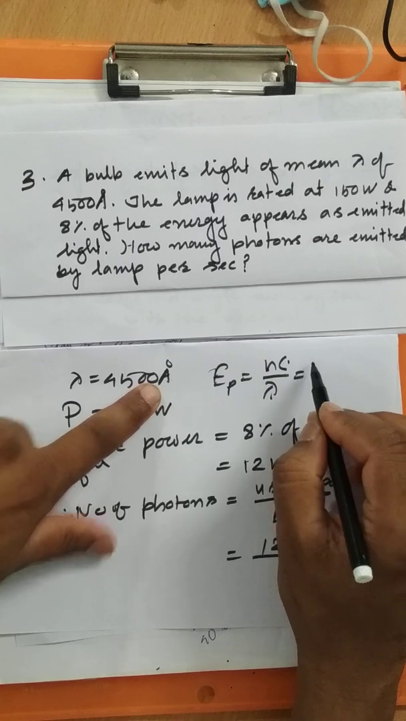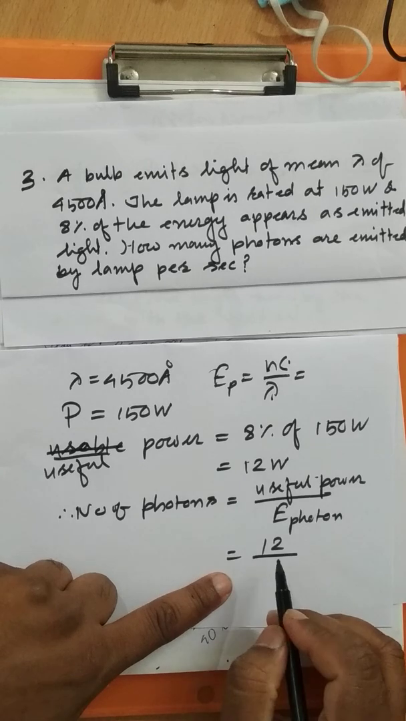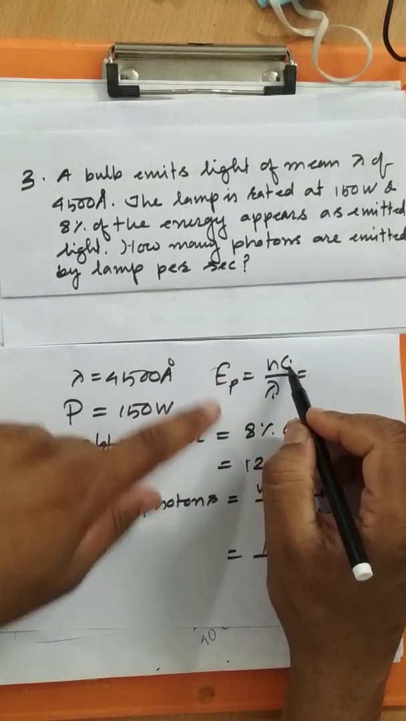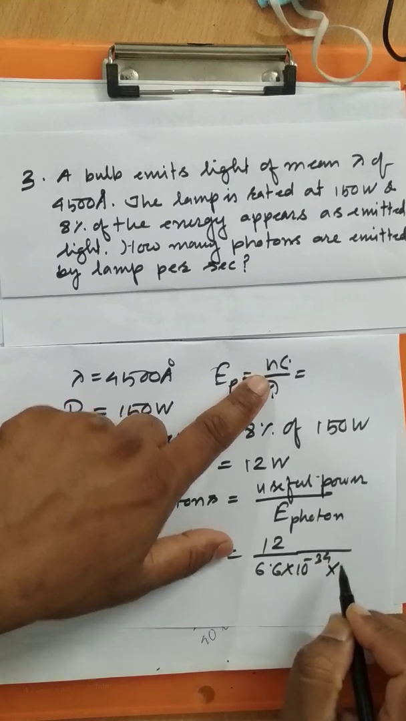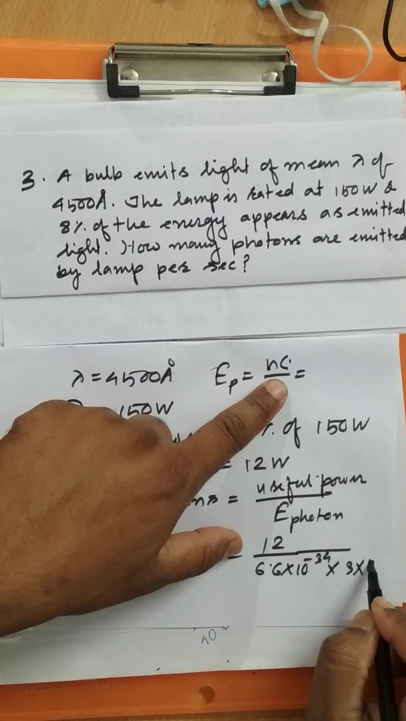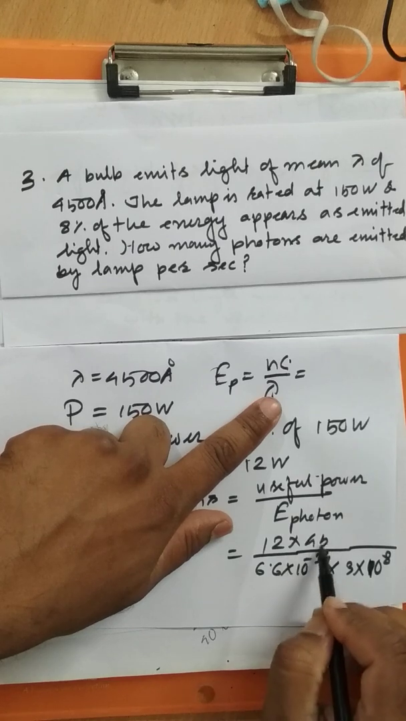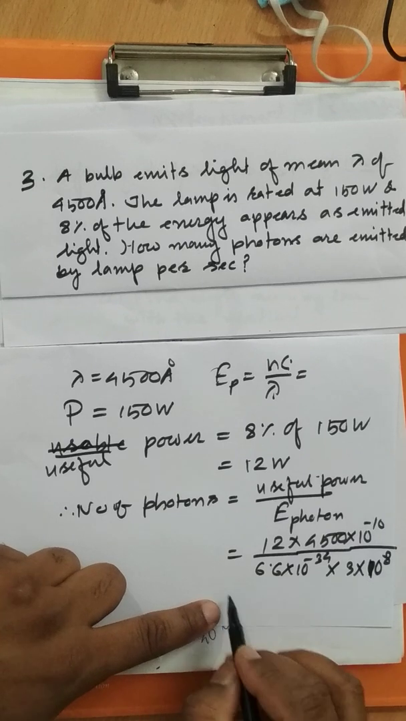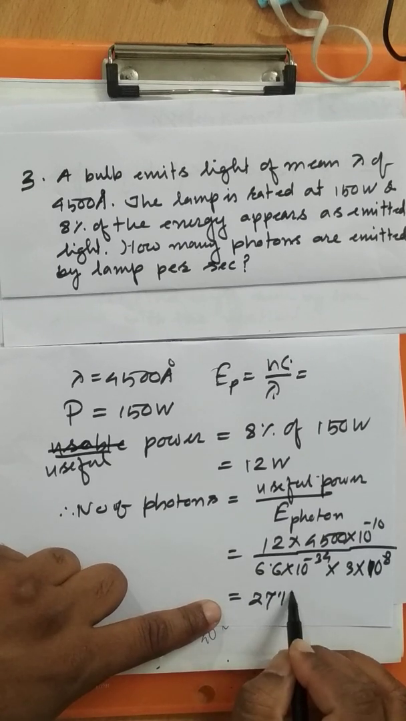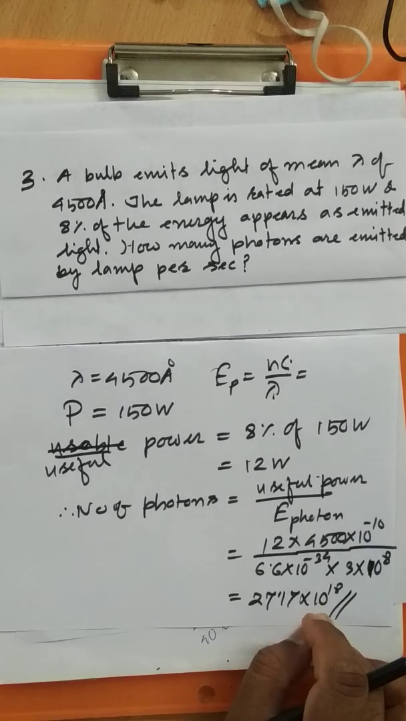Okay, right, we'll have to use it. 12, if you bring these values here, divided by h, 6.6 into 10 to the minus 34. Okay, c is 3 into 10 to the power 8, divided by lambda. Lambda will go up, that is 4500 into 10 to the minus 10 angstrom. So this will turn out to be 27.17 into 10 to the power 18. This is the number of photons emitted every second.